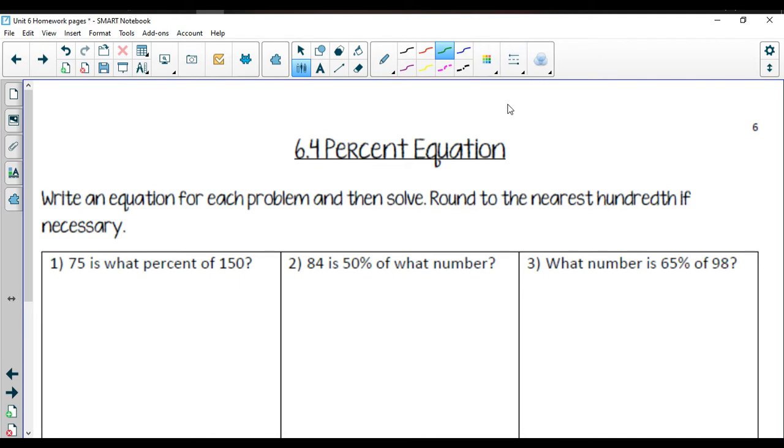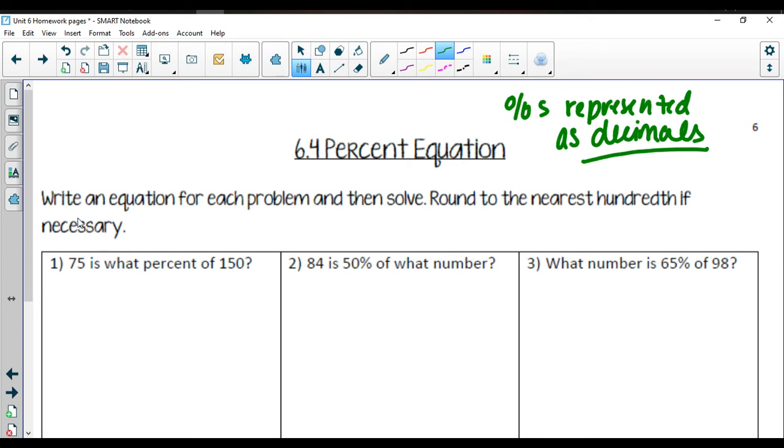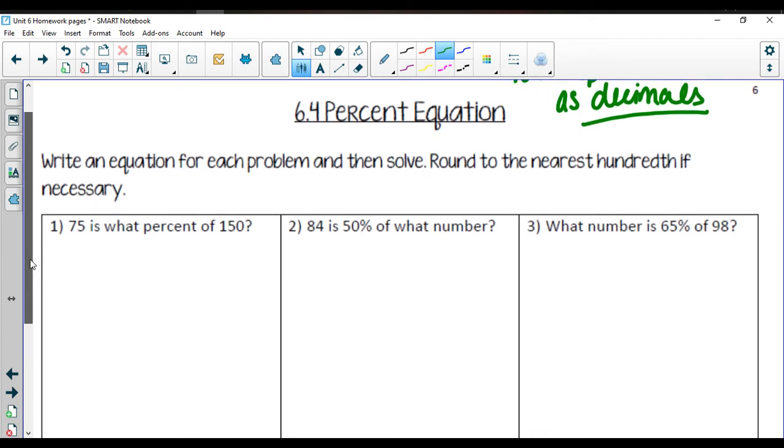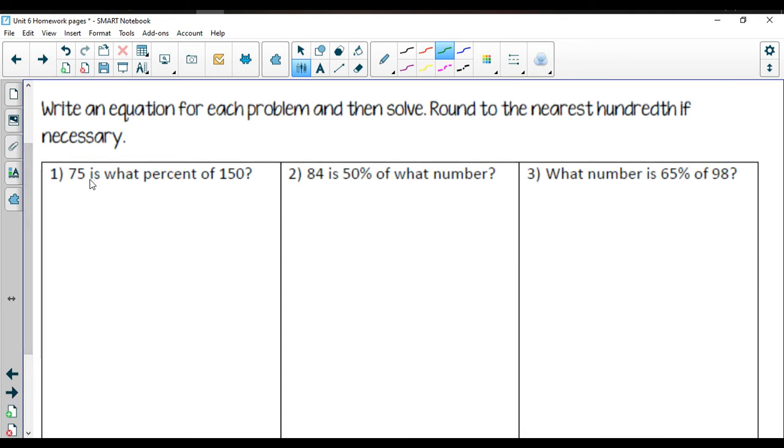Biggest thing to remember here is that percents are represented as decimals. So in particular, you need to be careful when you're writing your equation, and you also need to be super careful when you go back for your final answer. If you're asked for a percent, we actually have to change it from a decimal. So we're going to go ahead and just take these exactly as we see.